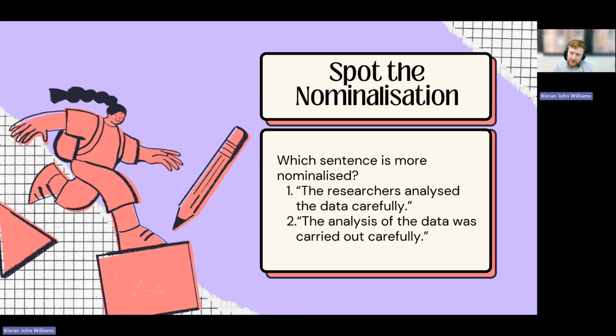So let's try a short activity. Which sentence here is more nominalized? Is it sentence 1, the researchers analyzed the data carefully? Or is it sentence 2, the analysis of the data was carried out carefully? So have a little think. Which one is it? Well, the second sentence is the one that uses nominalization. So instead of analyzed, we have the noun analysis.